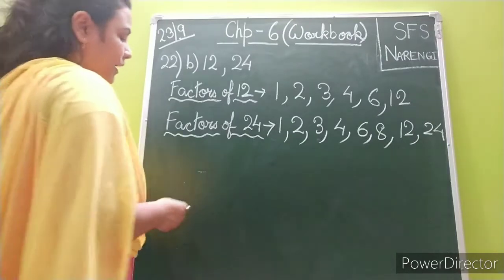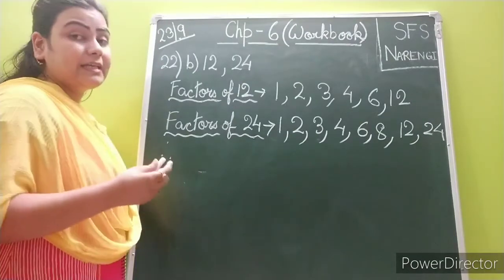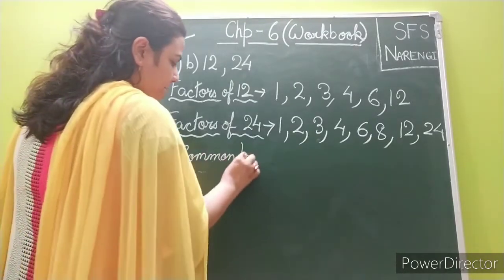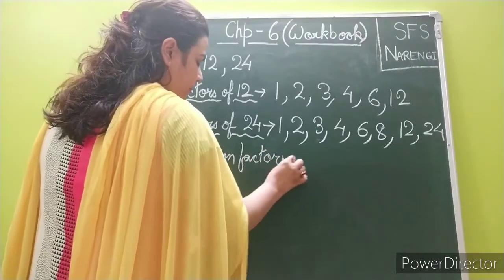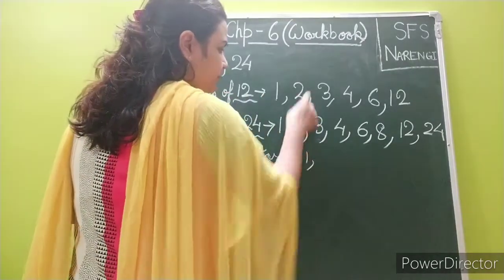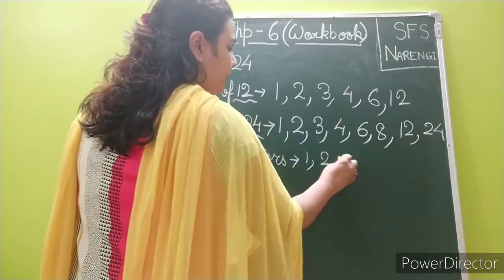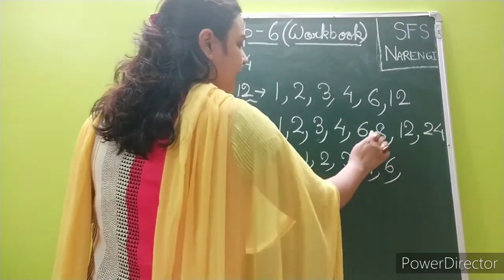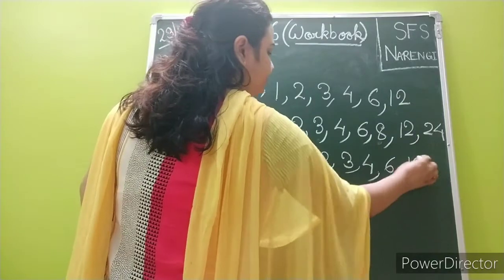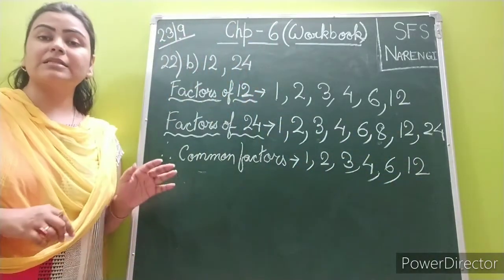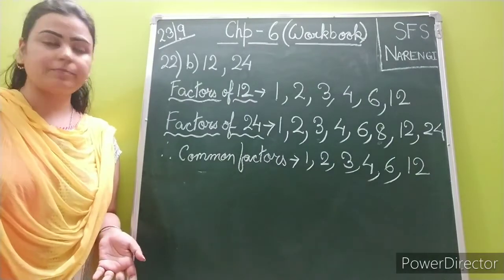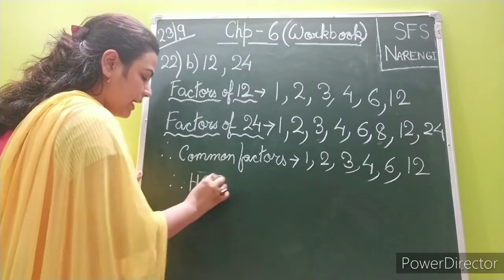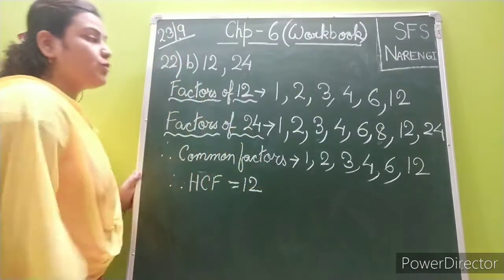So, if I am to find out the common factors, for HCF obviously I need the common factors. Therefore, what are the common factors? 1, 2, 3, 4, 6, 8, no, not 8, 12. These are the common factors, and which one will be the highest among all of them? The biggest number, that is 12. Therefore, HCF is equal to 12.